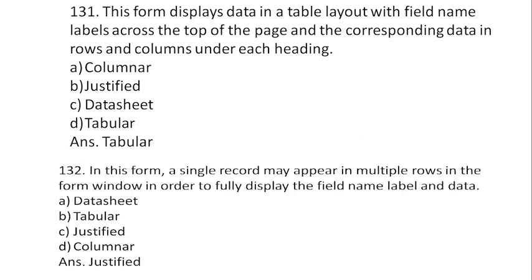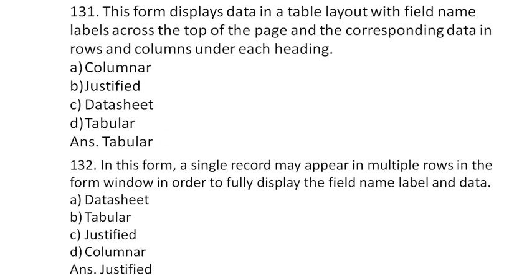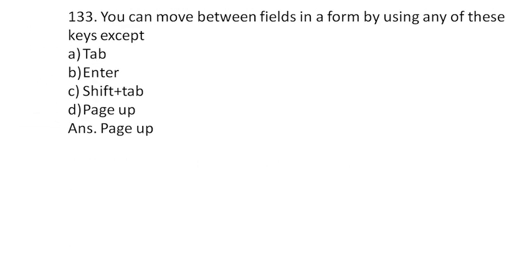Next, in this form, a single record may appear in multiple rows in the form window in order to fully display the field name label and data. The answer is justified. Next, you can move between fields in a form by using any of these keys except, the answer is page up.